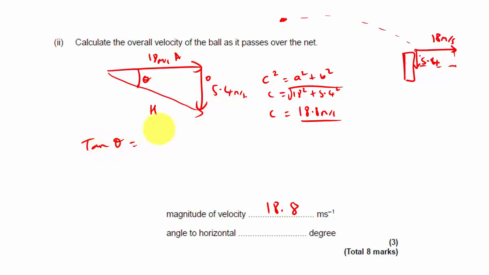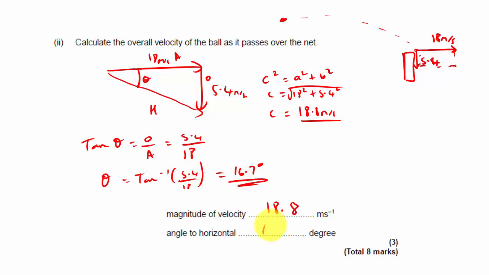Tan theta will be equal to the opposite divided by the adjacent. So tan theta should be equal to 5.4 divided by 18. If I take the inverse of tan on both sides, I'll get theta on its own. So theta equals tan to the minus 1 of 5.4 divided by 18. And when calculated, I get 16.7 degrees.